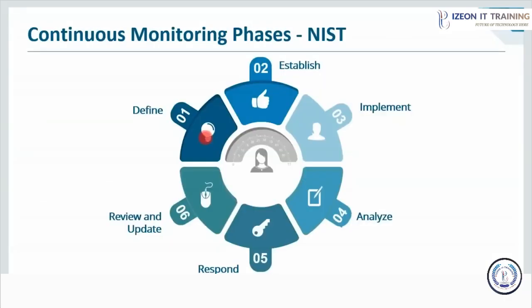So these are the multiple phases given to us by NIST for implementing continuous monitoring. NIST is basically the National Institute of Standards and Technology. So let me take you through each of these stages. First thing is define. So you need to basically develop a monitoring strategy. Then you're going to establish measures and metrics. And you're also going to establish monitoring and assessment frequencies, that is, how frequently you're going to monitor it, right?